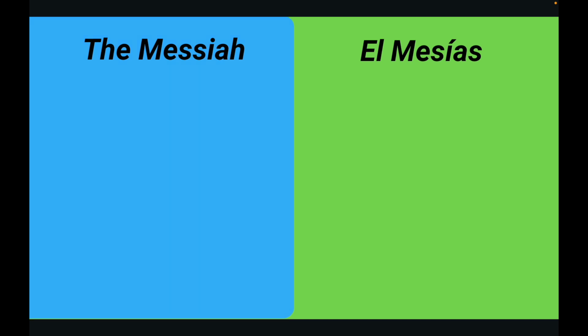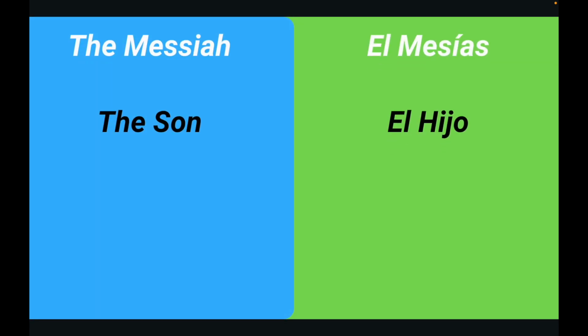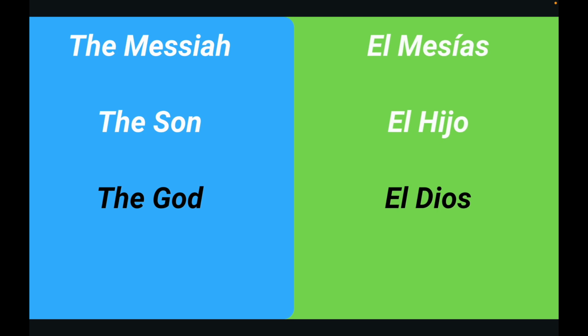But if we want to say the Son, well, we learned before that hijo is son. So the Son would be el hijo. How would we say the God? The God. El Dios.